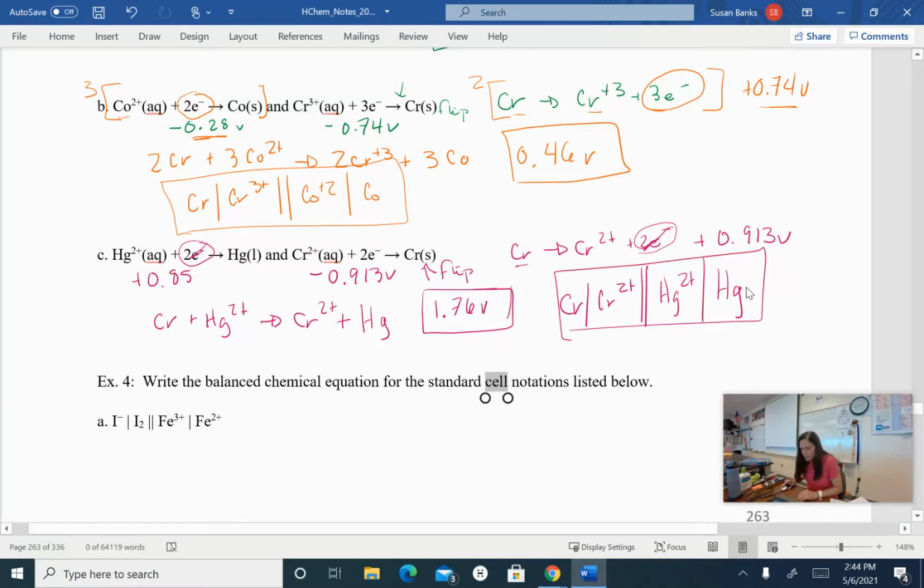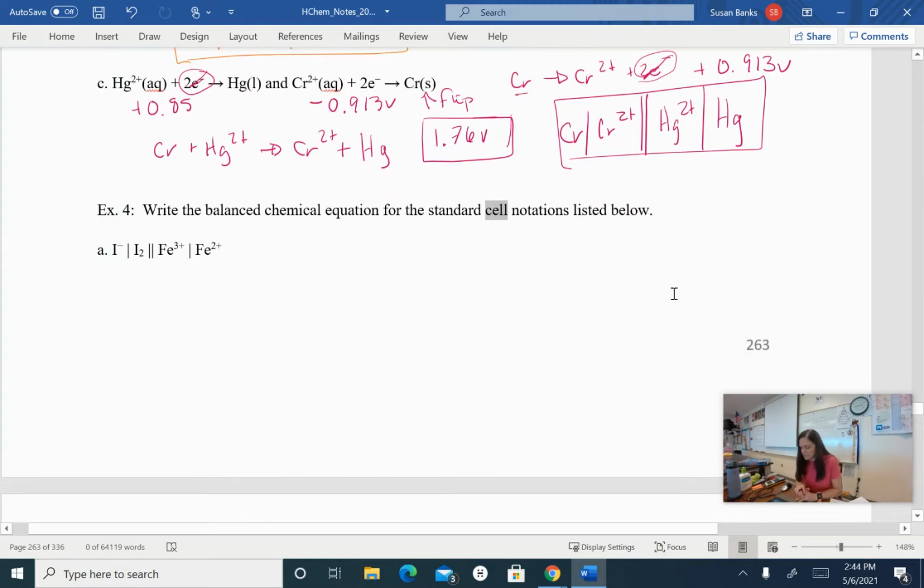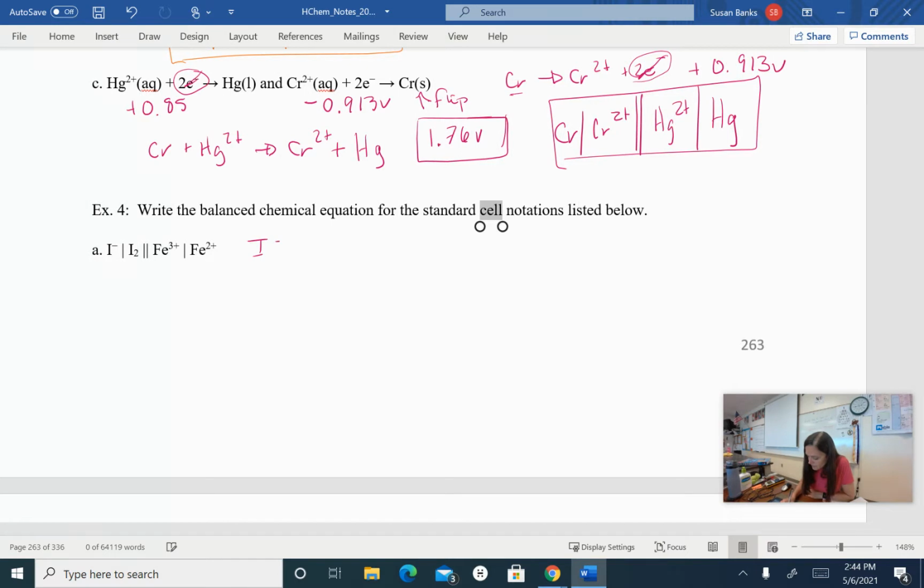All right. Write a balanced chemical equation for the standard cell notations listed below. So let's look at this. If I start with iodine, negative, and I go to iodine, I am losing electrons here, right? And I definitely need to put in 2 iodides to make the I2, right? I've got to have the same amount of atoms of iodine. So 2 iodides, I negatives, going to iodine, I2, plus 2 electrons. Do you agree with what's going on there?